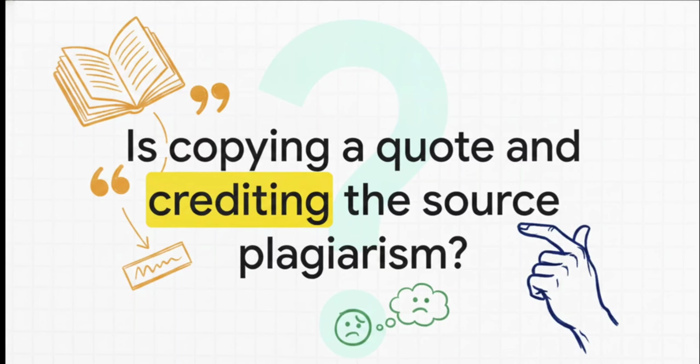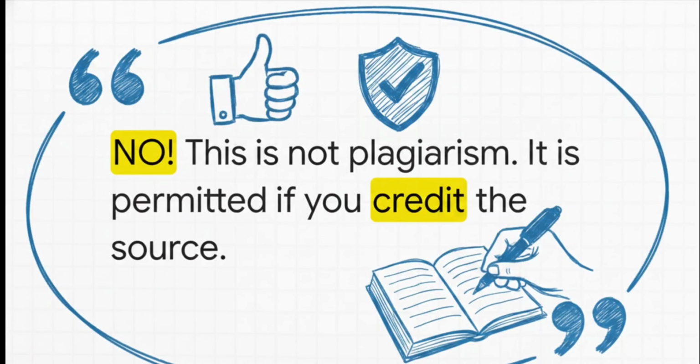So let's do a quick mental test. Imagine this scenario. You copy a sentence word for word from a book, you put quotation marks around it, and you cite the original source right there in the text. Think about it for a second. Is that plagiarism? Absolutely not. You're totally in the clear. As long as you are using quotation marks and properly crediting the original author, you are playing completely by the rules. It is not an academic crime.